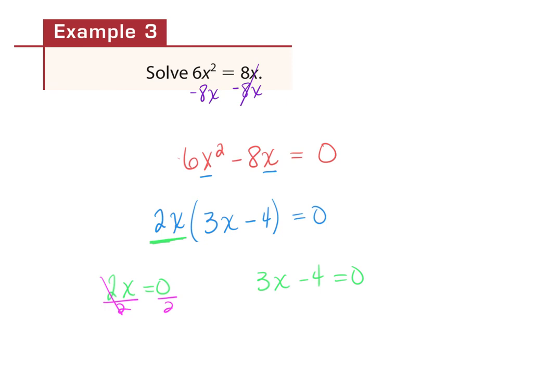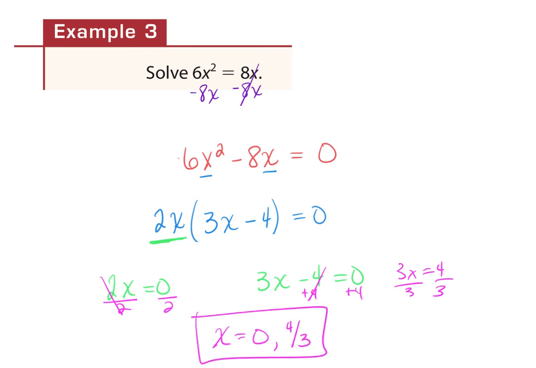It's not a no solution. 0 divided by 2 is 0. It throws a lot of people, but that is an answer. On the other side, add your 4, and then divide by your 3. So it can also equal 4/3. These would be my two answers here, 0 and 4/3.